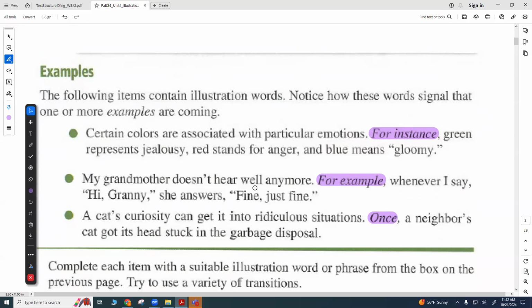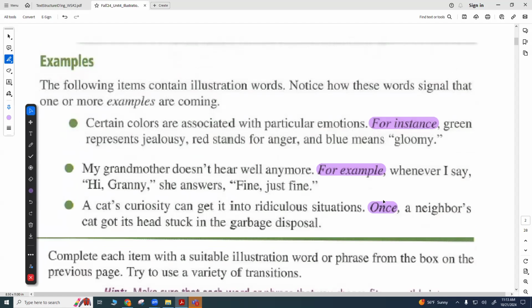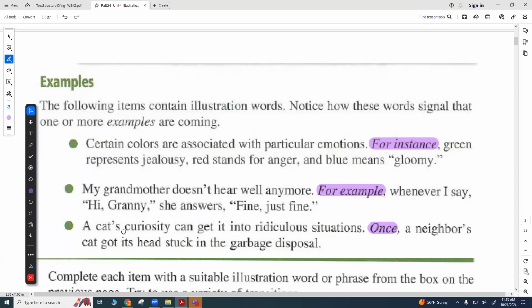My grandmother doesn't hear very well anymore. For example, whenever I say, "Hi, Granny," she answers, "Fine, just fine." I don't know if that's a hearing problem per se. Might be something else going on. Or, a cat's curiosity can get it into ridiculous situations. Once a neighbor's cat got its head stuck in the garbage disposal. Not a very pleasant image. Very vivid illustration there, right? A very clear example we can see.